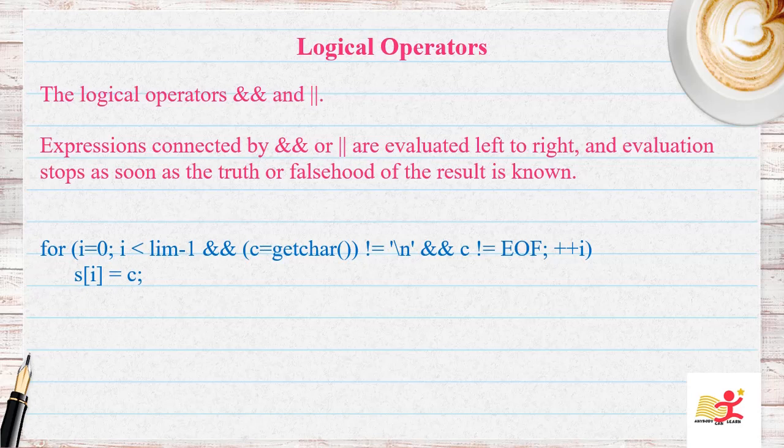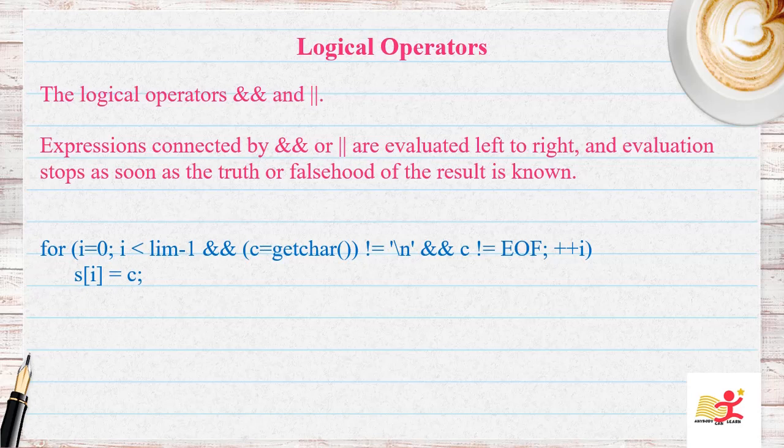Before reading a character using the getchar function, it just ensures that there is room for the incoming character in the array. So the test i < lim-1 must be made first, and if that test fails, we must not go on and read another character. And since it's an AND operation, only if the first condition is true does it evaluate further.